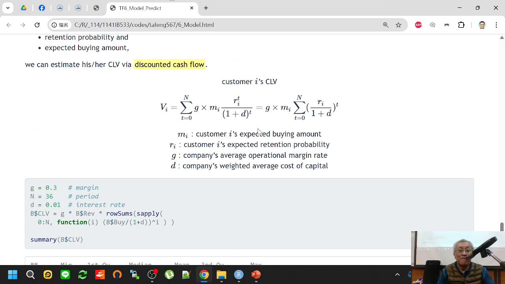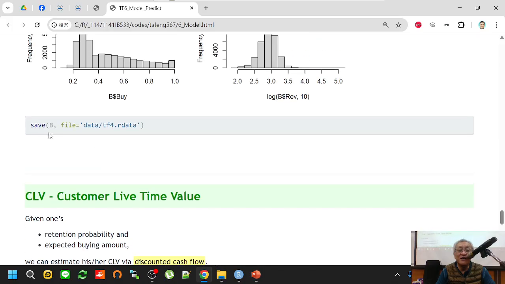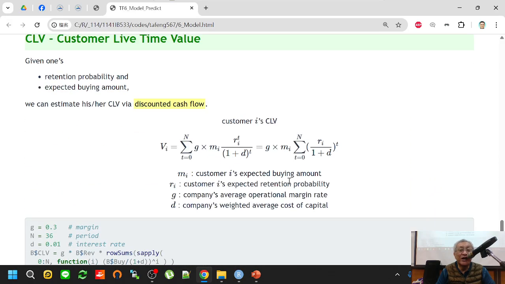Basically you need a few things. G is the operational margin. The subscript i points to each individual customer; the CRV for customer i we call Vi. In data frame B, we already have the expected revenue contribution, and we also have the expected buying probability for each customer. The retention probability is actually the repurchase probability. So the buying amount we already know.